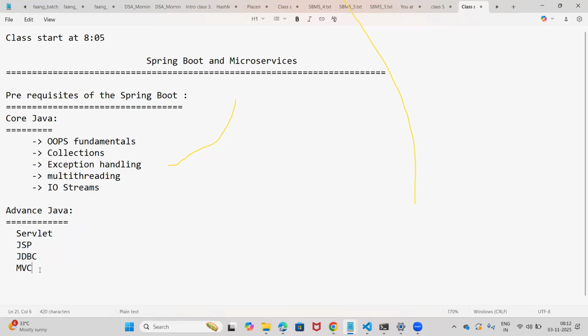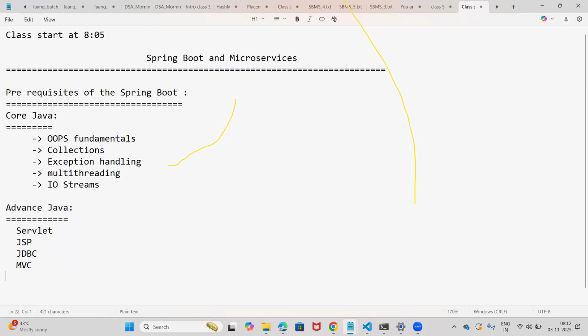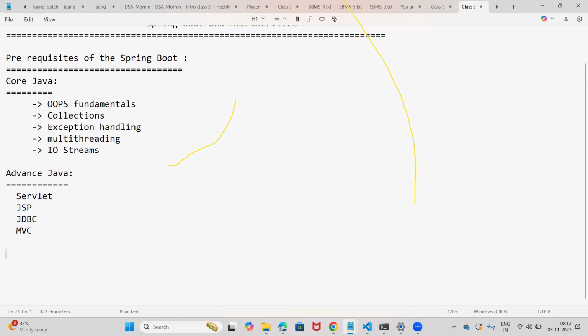Now the next point is who is supposed to learn this? Who should attend this class? For whom is this course, guys? Anyone?